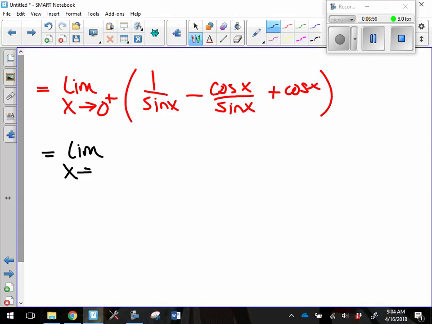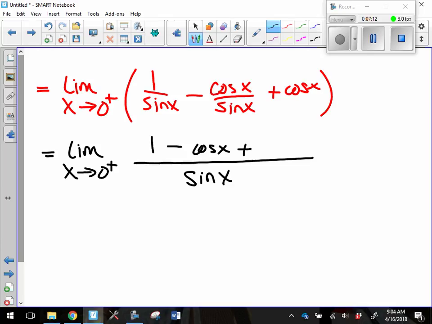And then, as Sarah said, this kind of almost has a common denominator, or at least a lot of it does. So what is that common denominator? Sine x. So this is going to give me 1 minus cosine x plus what? Okay, cosine x, sine x.